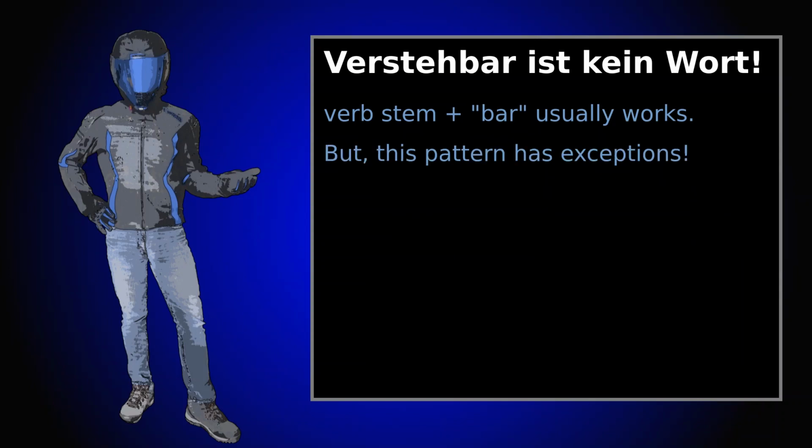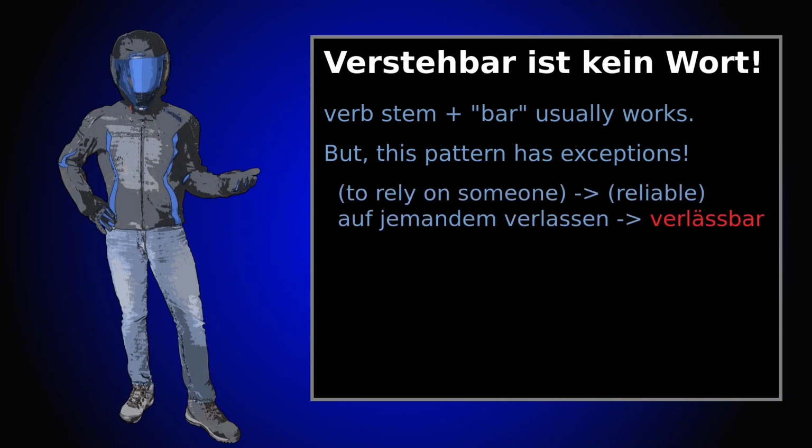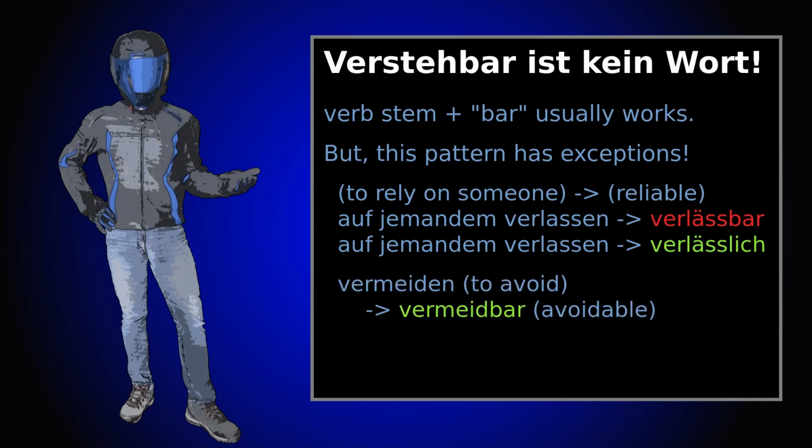But occasionally, just as in English, there are exceptions to this pattern. Perhaps not as many exceptions as we have in English, but it's possible in German for a word to fit this pattern, yet still be technically wrong. For example, from auf jemandem verlassen, we should get verlässbar, but instead we see verlässlich. And sometimes the word will change when forming the negation. For example, from vermeiden, we get vermeidbar, but when forming the negation, it becomes unvermeidlich.